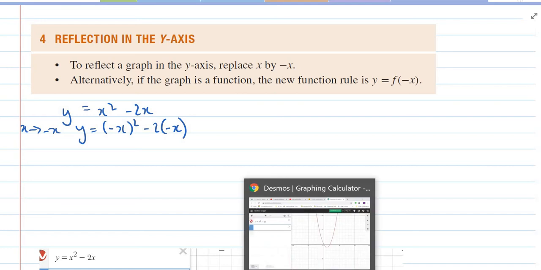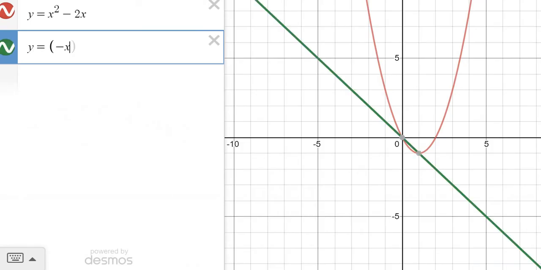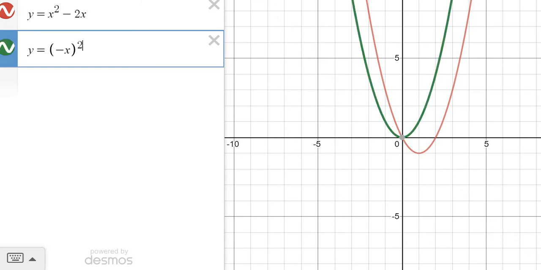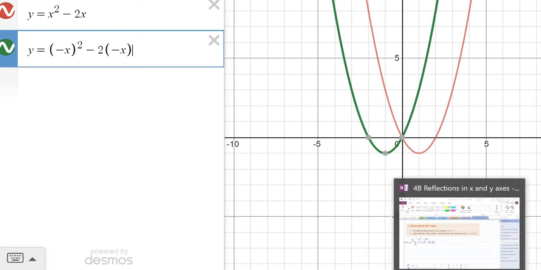So I'll type that into Desmos, y equals negative x, and you can have a play with these as well. Minus 2 times negative x. So we've replaced all our x's. Now can you see what's happened? The graph has reflected in the y-axis, the red and the green. If you folded it in half, they would overlay each other.